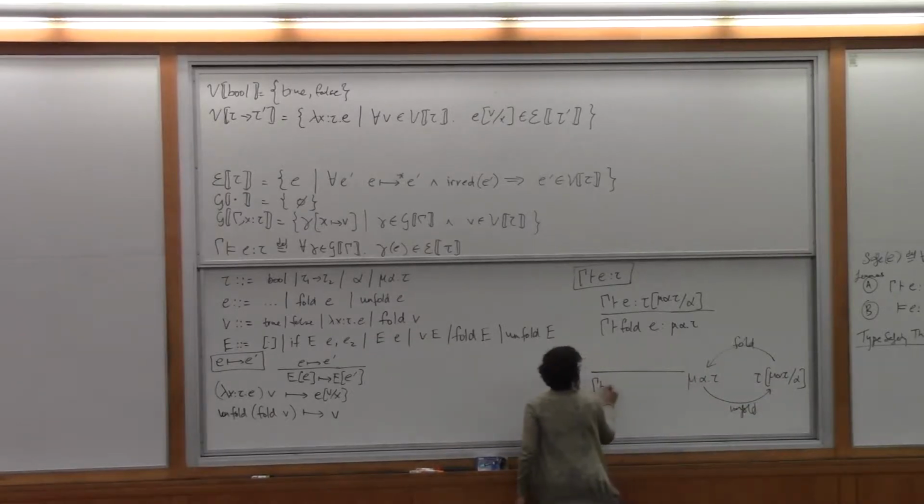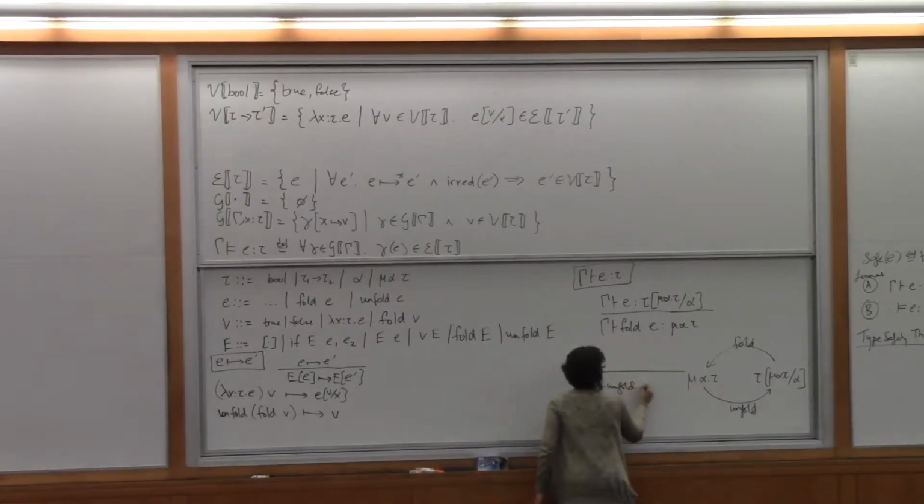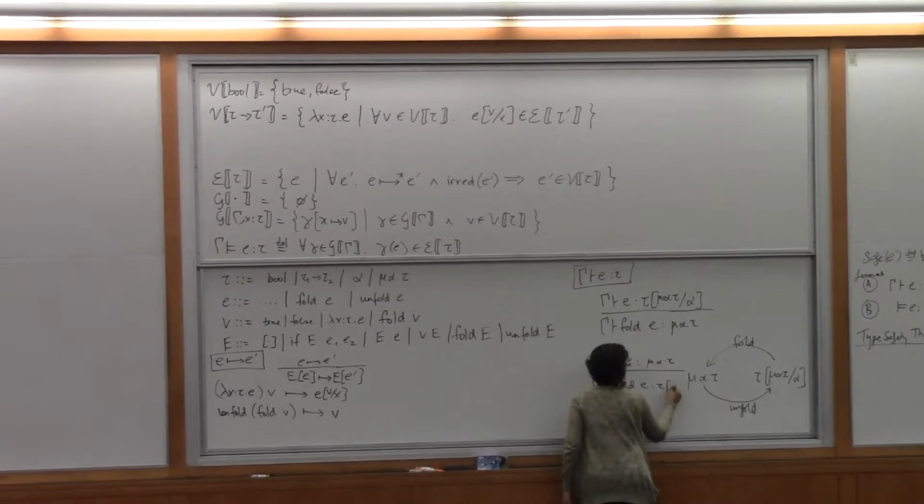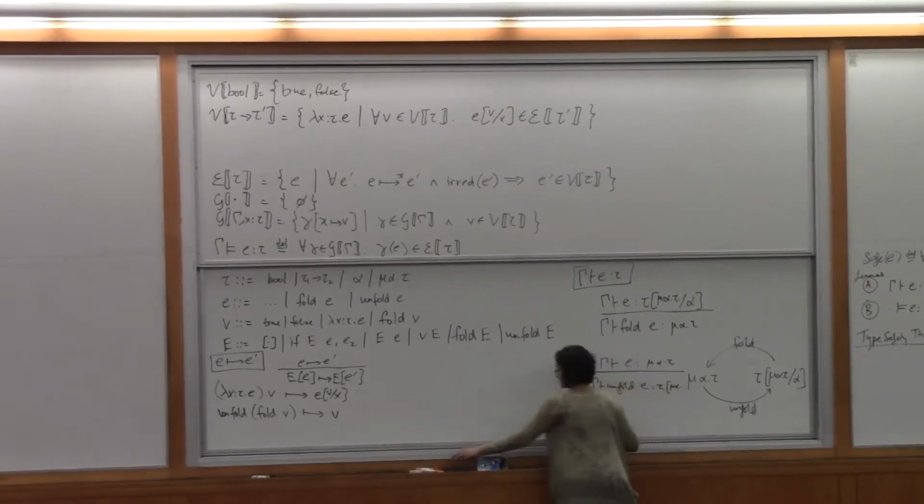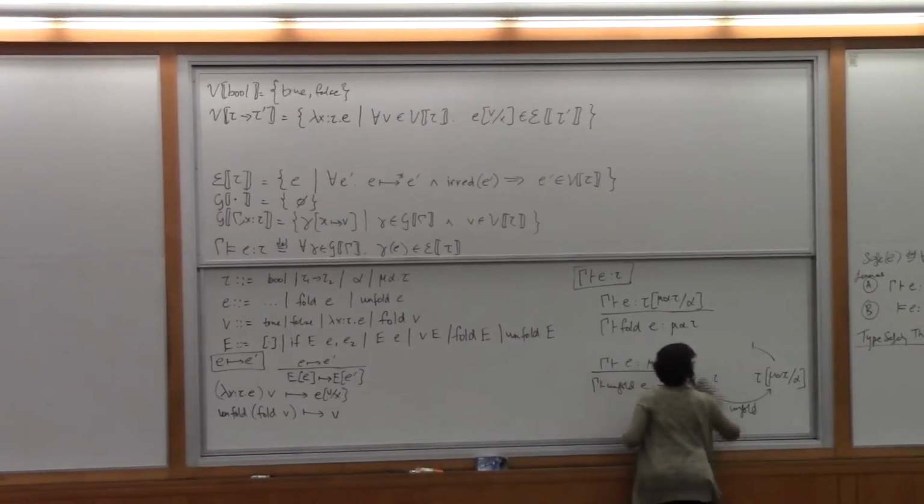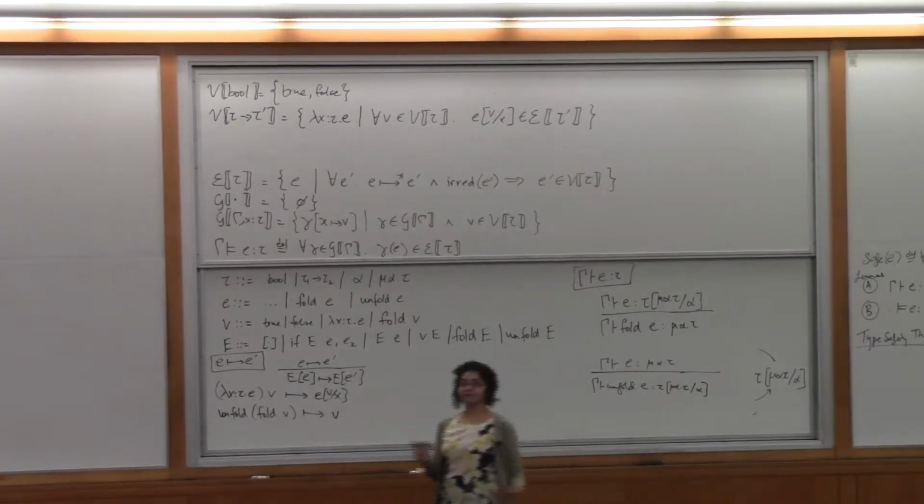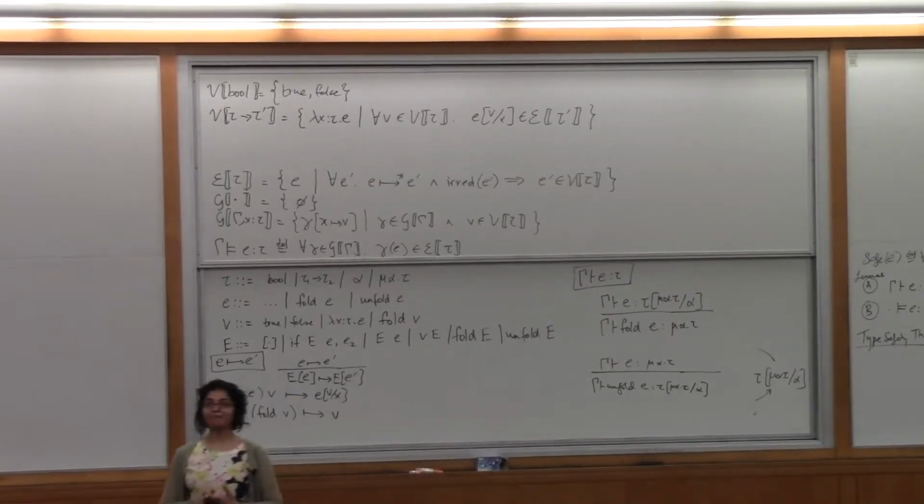Okay, so the unfold rule is just going to go the other way. So if E has type mu alpha tau, then unfold of E has type tau with mu alpha tau for alpha. Right? Okay, so our language is up on the board.